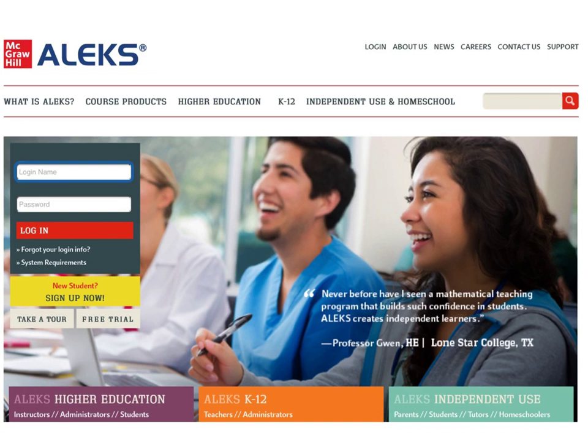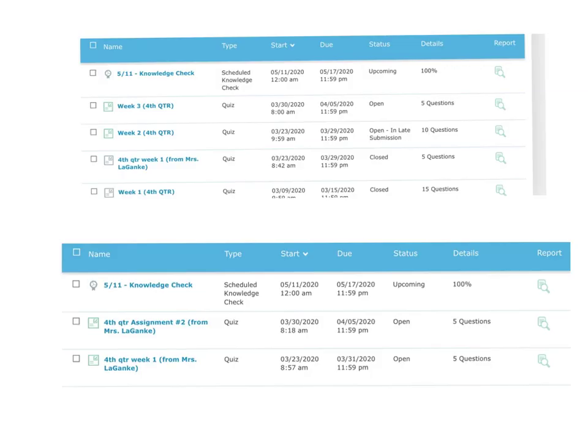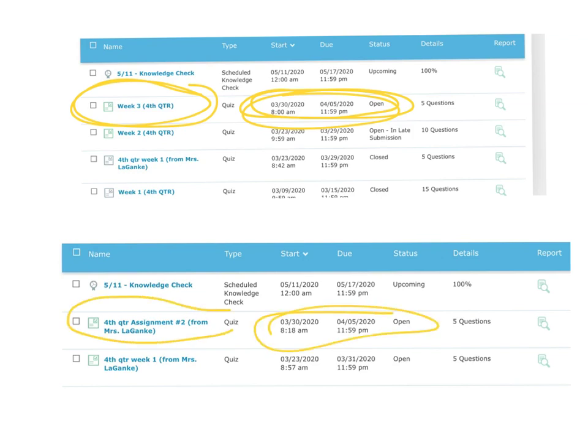The final step for today is to log into Alex, and you're going to do the Alex assignment on Scatterplots. It's a lot like last week's. So when you log into Alex, you're going to go to the assignment for this week, which is the 30th. So it may say week 3, 4th quarter, or it may say 4th quarter from Mrs. Leganke. Either one. It should only be 5 questions, and it'll look very similar to what you did last week.